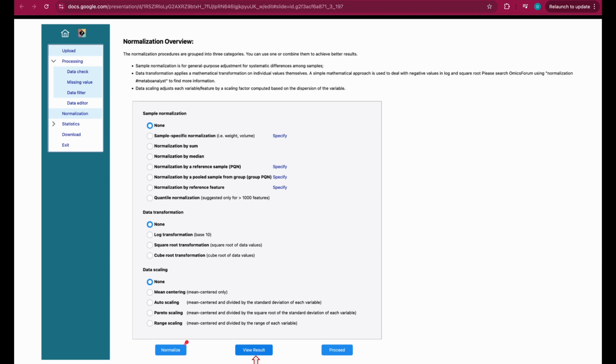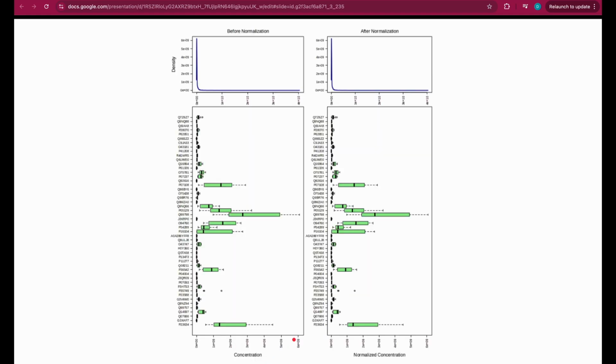If you want to normalize, click on normalize, but in this case we don't want anything, so we'll simply do view results, and the results will appear like this. As you can compare before normalization and after normalization, there are not much effects. I think nothing is changing, which means that our data set did not have any issues with the sample preparation or any other issues. It did not have any such variations. That's why after normalization also our samples appear to be similar. So this could be one of the reasons.